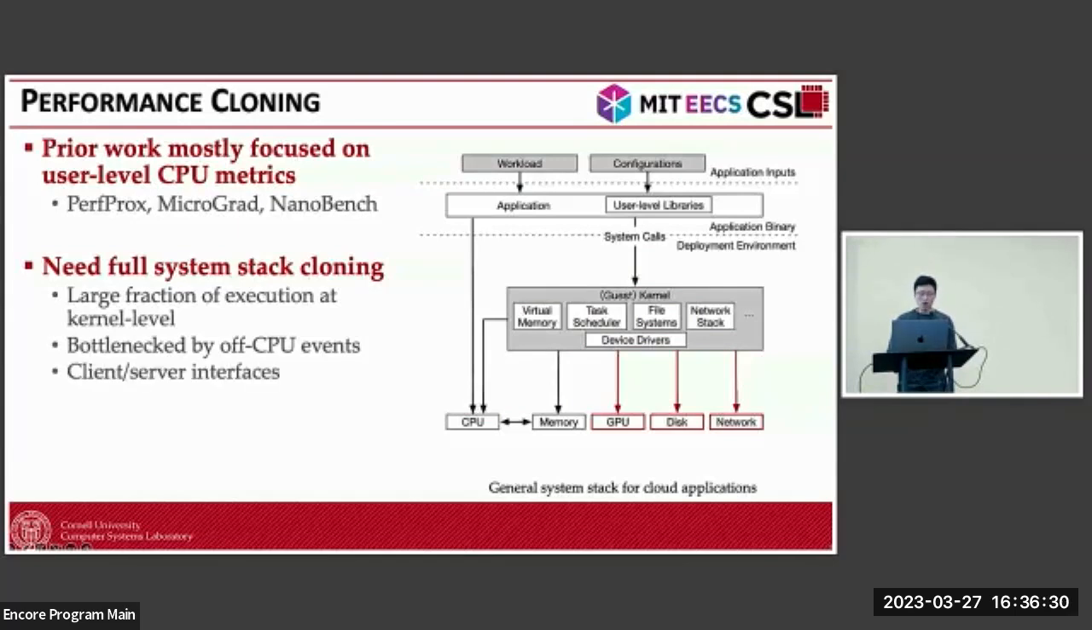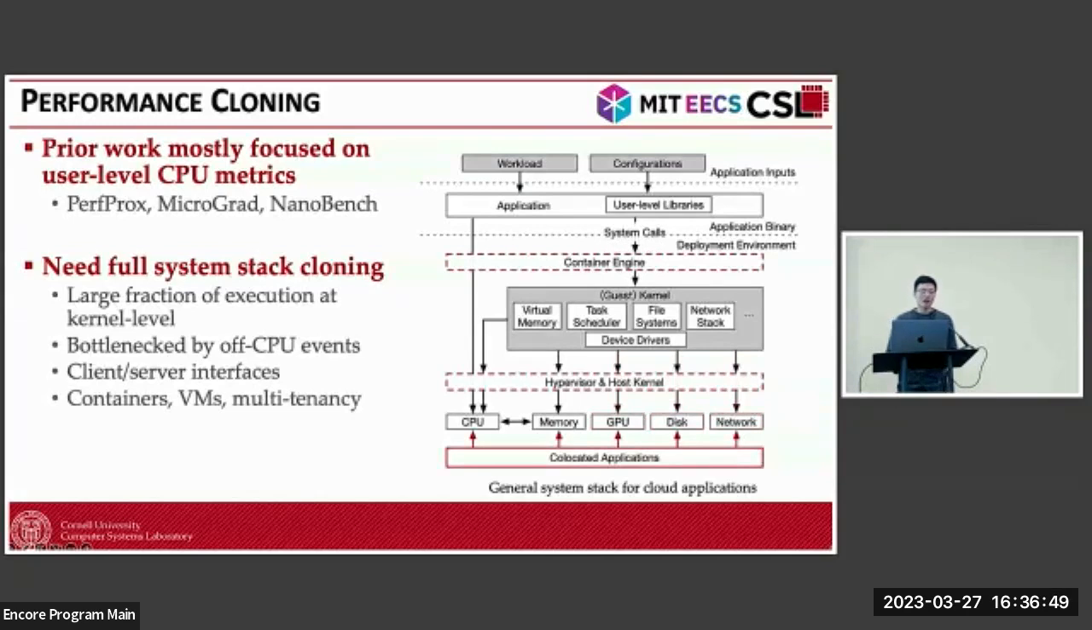Also, cloud services don't operate like independent processes. They have network interfaces for communication. This is even more the case for multi-tier microservices, which can have hundreds of dependent tiers and are becoming the norm in application design. And finally, cloud services are often deployed in containers and co-located with other services, which can add different levels of performance overhead.